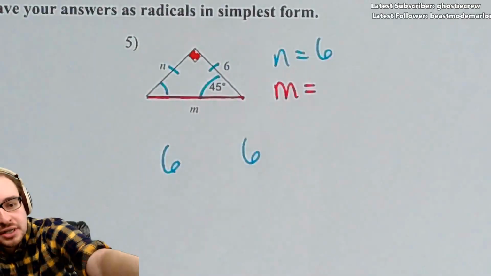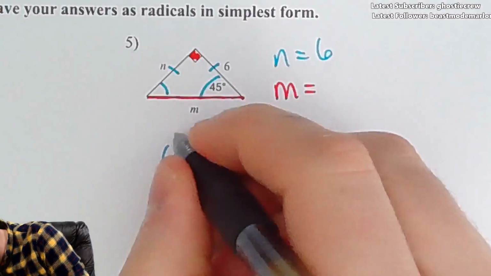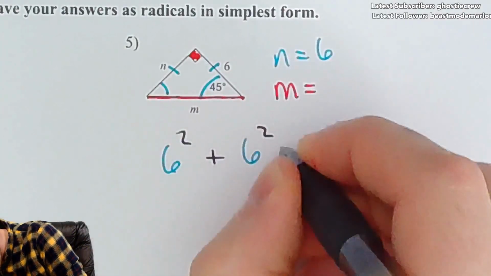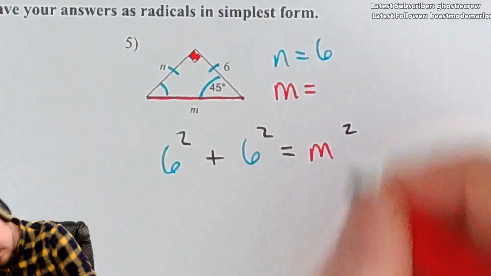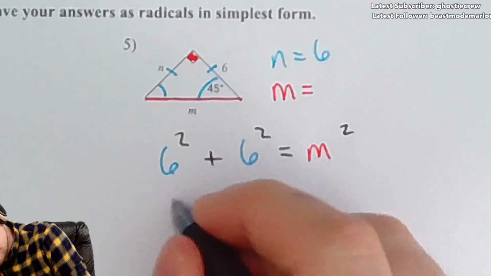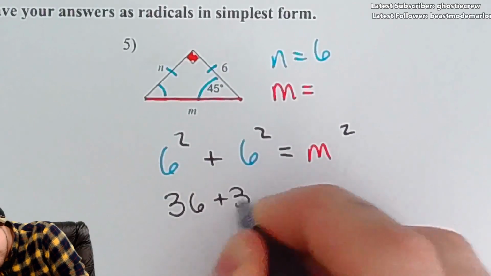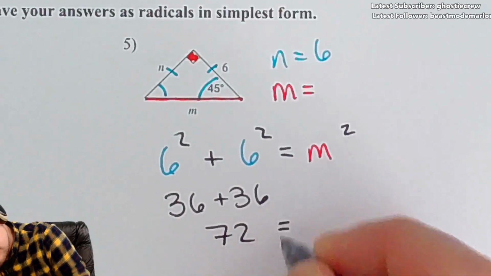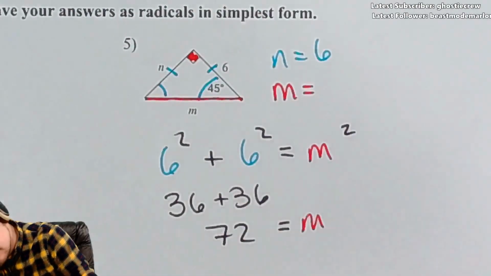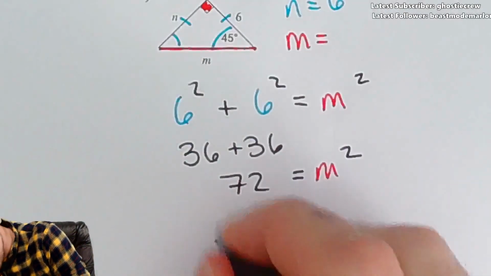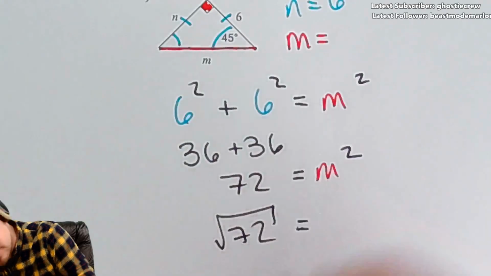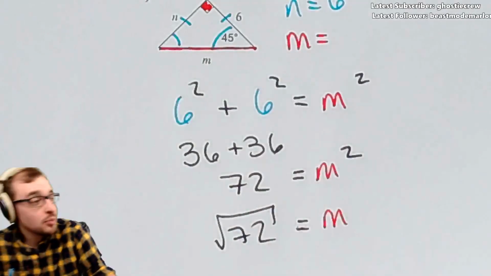Both these sides are 6, and our hypotenuse is m. So we have 6 squared plus 6 squared equals m squared. 36 and 36 is what we get. That's 72. The downside of doing it this way is you're going to have to simplify. If we root both sides, we get the root of 72 equals m. Now we can break that down.